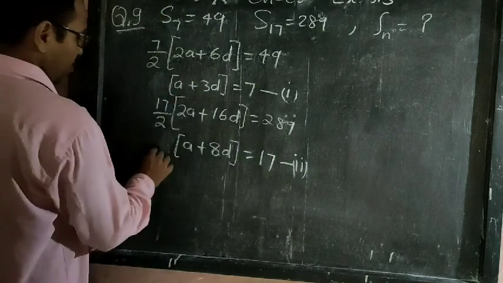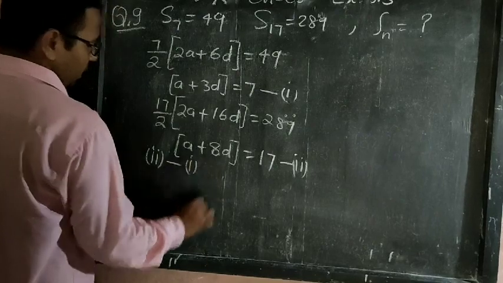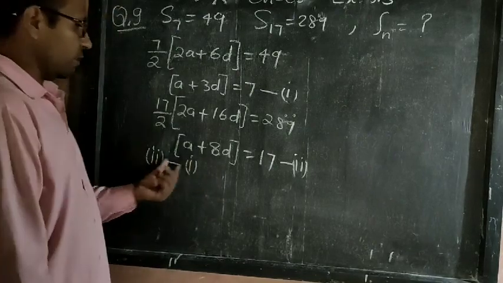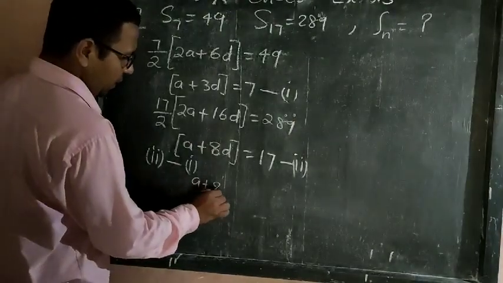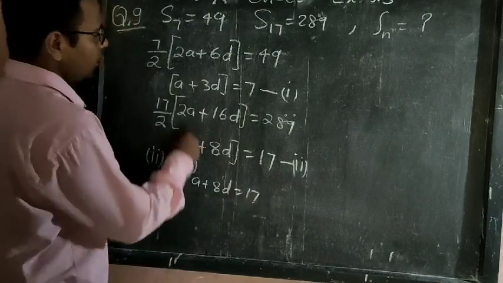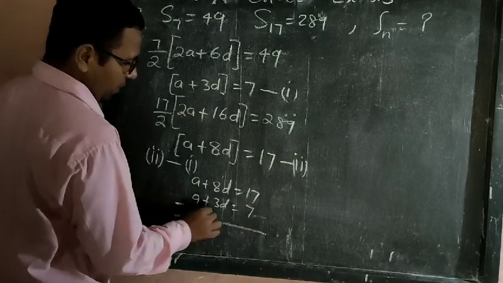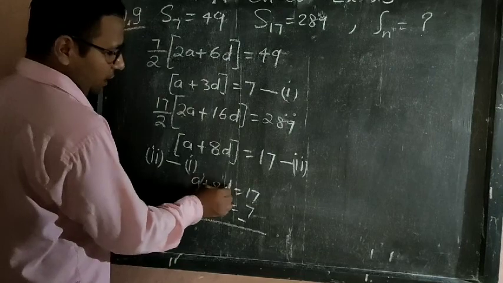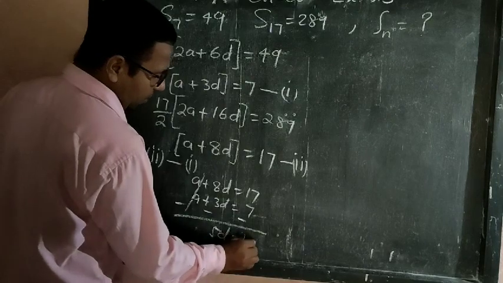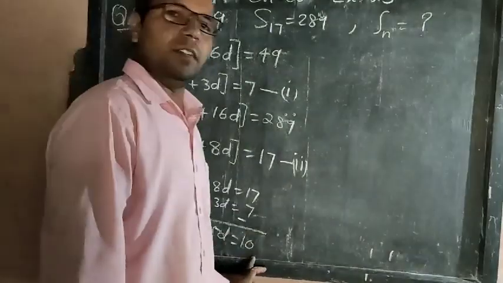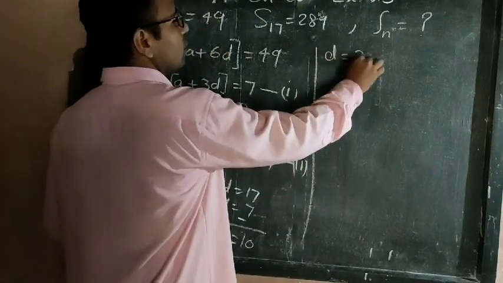So just subtract the equation first. That means equation second minus equation first. Equation first we are subtracting from equation second. So equation second is here: a plus 8d is equal to 17. And this one, a plus 3d is equal to how much? 7. Just subtract it, minus minus minus. The a can be cancelled. 8d minus 3d, how much will you get? 5d is equal to 17 minus 7, that means 10. So now 5 will go in the division. So we will get here d is equal to 2. So d is equal to 2 we have got here.